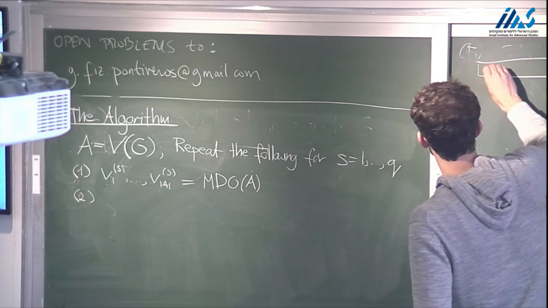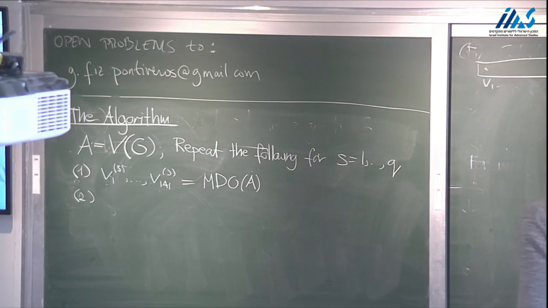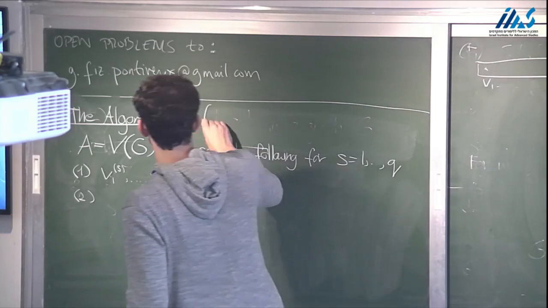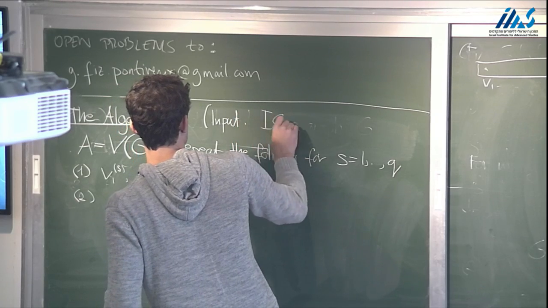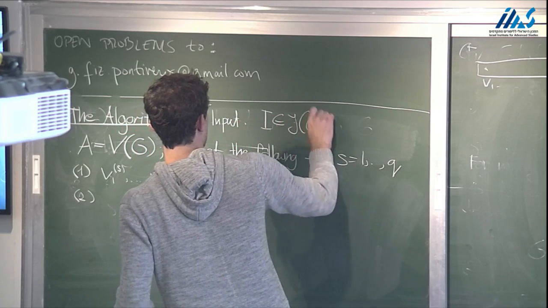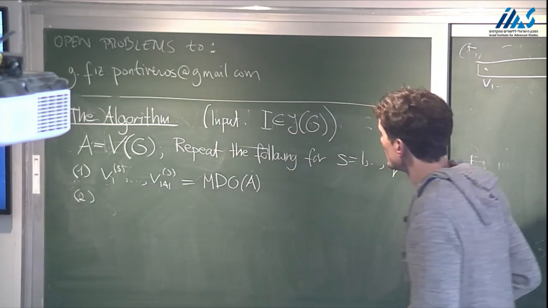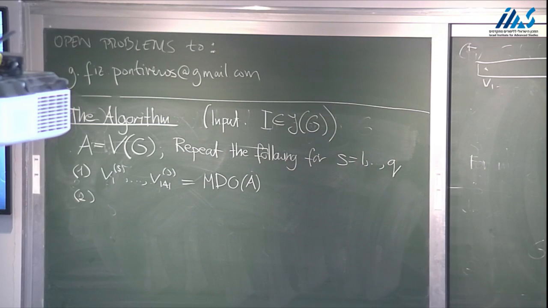So these are our vertices in this maximum degree ordering from V1 in the first step until Vn. Then as input, we are given some independent set I, in I of G. Now, I ask myself, what is the first vertex in this ordering which belongs to I?